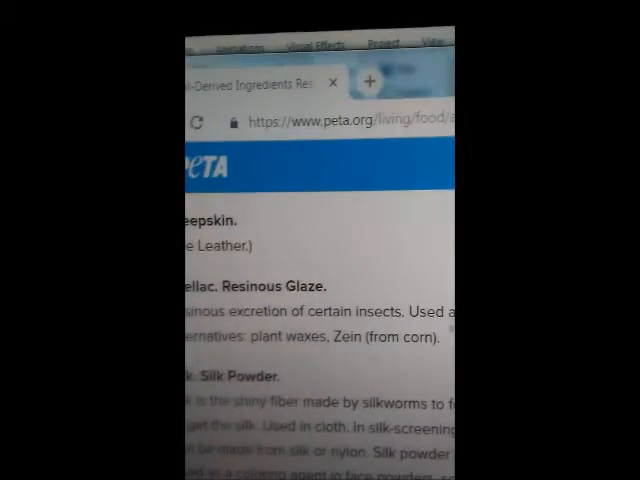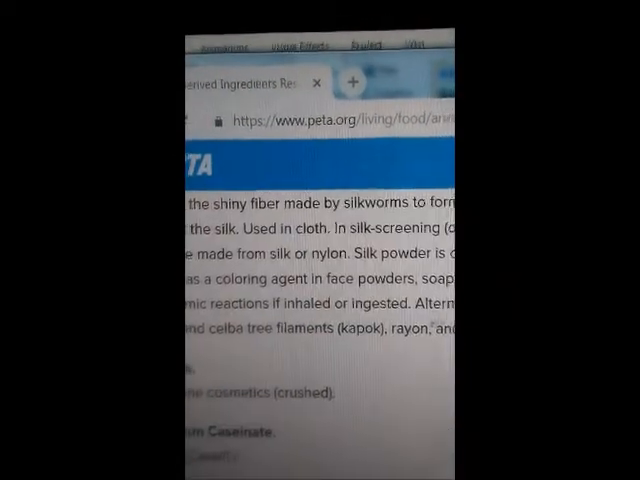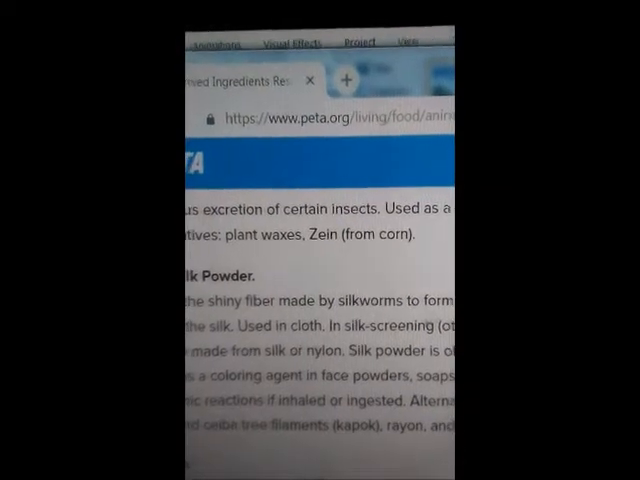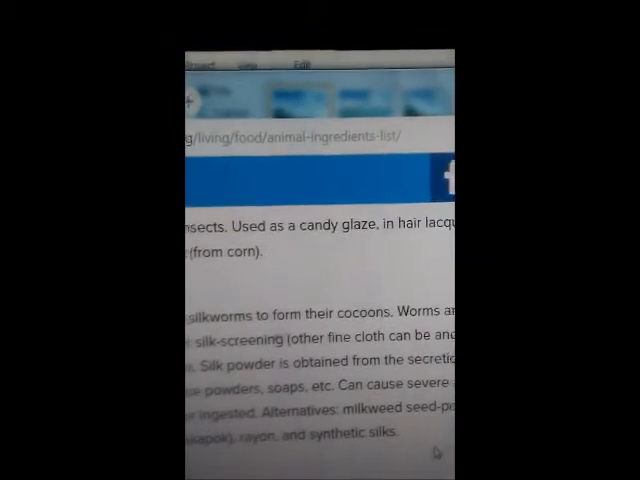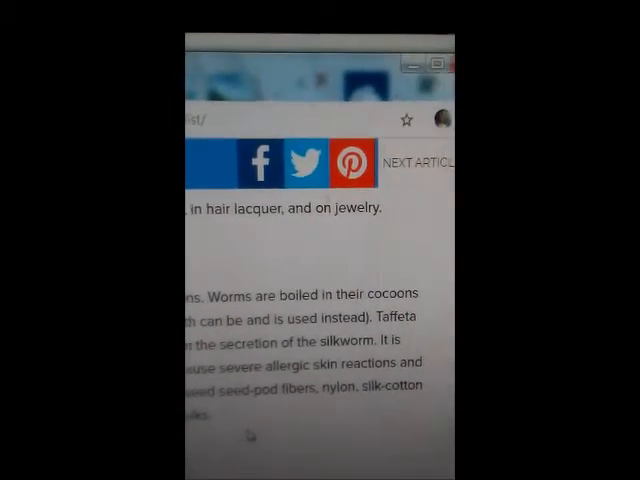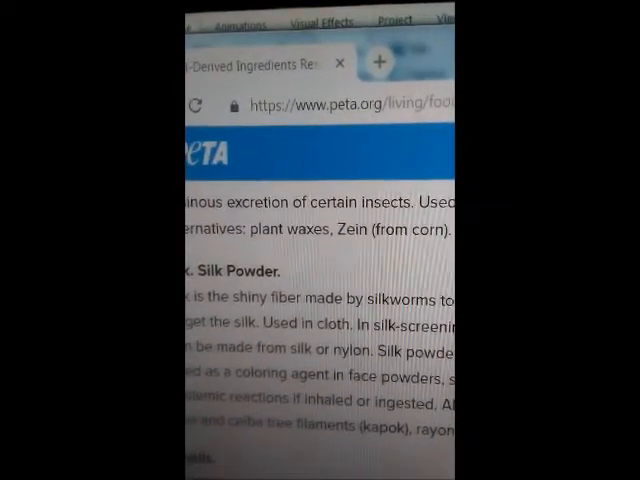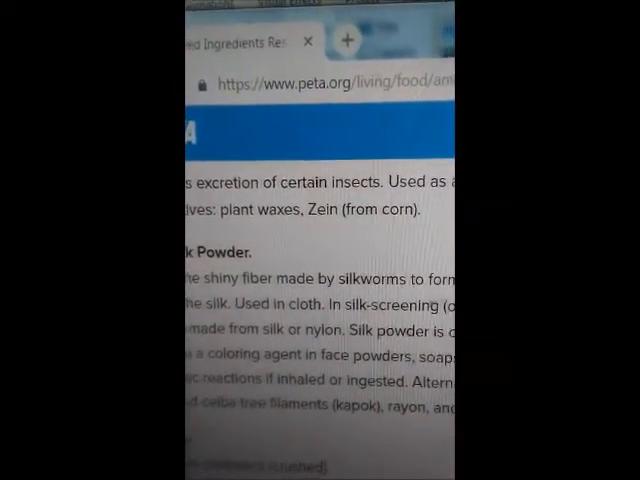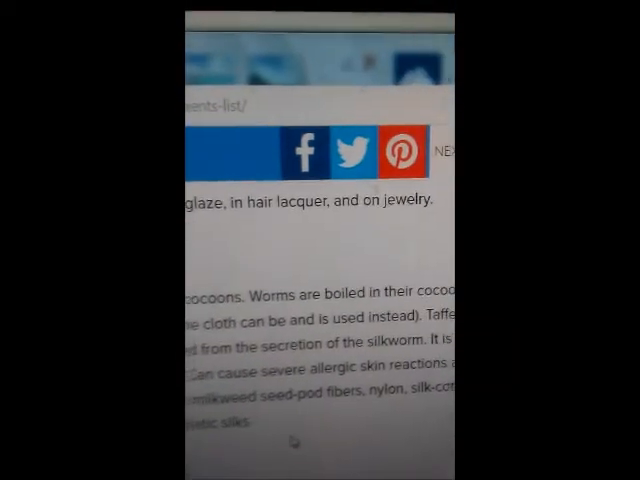Plant waxes are alternatives, and zein from corn is an alternative. Silk powder. Silk is a shiny fiber made by silkworms to form their cocoons. Worms are boiled in their cocoons to get the silk. Hear me out. Worms are boiled in their cocoons to get the silk. Think of something used in cloth. In silk screening, other fine cloth can be and is used instead.